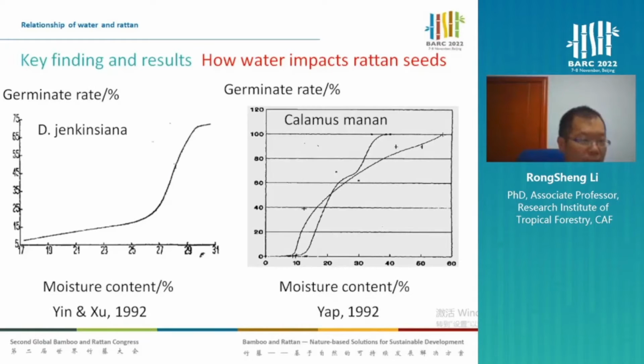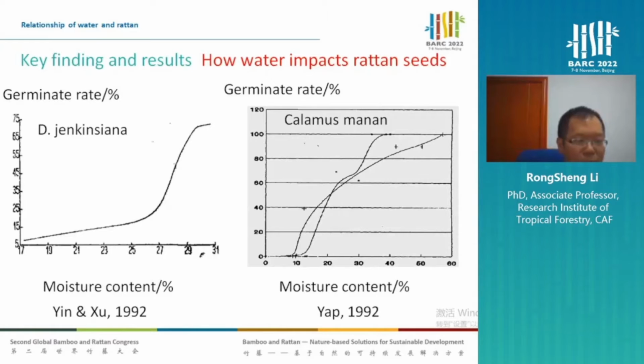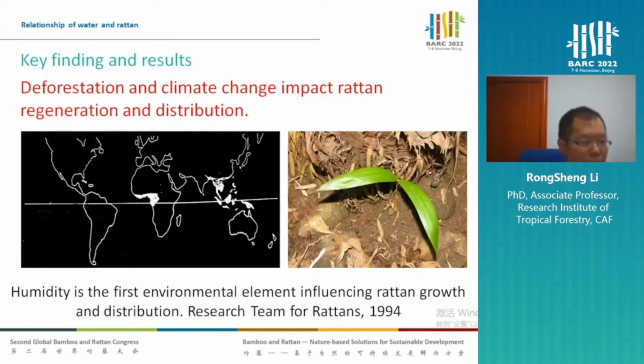Germination rate is highest in seeds with moisture content more than 29%, and decreases rapidly along with decrement of seed moisture content less than 29%, which is tested by both studies on Daemonorops jenkinsiana and Calamus manan. As we know, seeds produce new individuals, so it's informed above that global deforestation and climate change impact rattan regionalization and distribution.